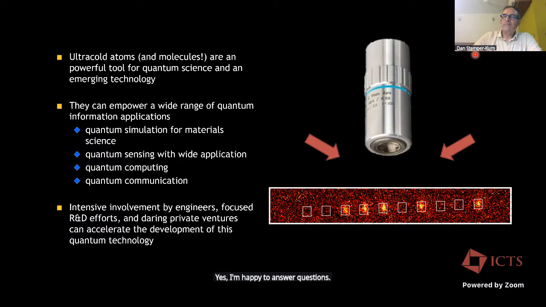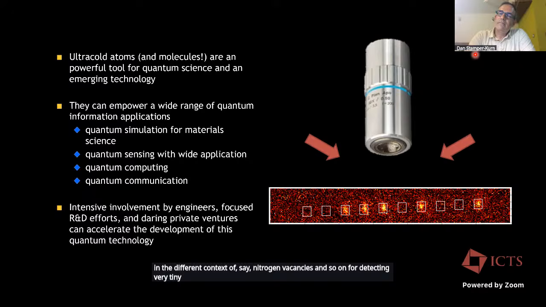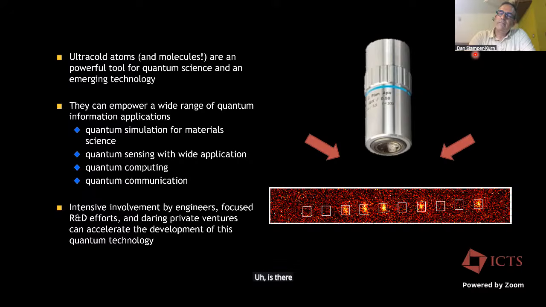Maybe I'll just kick off with one question, which I was having during the talk. One hears about quantum sensing in the different context of, say, nitrogen vacancies and so on for detecting very tiny magnetic fields. Is there something in the ultracold atom space which would be comparable for the high precision measurements of magnetic fields?